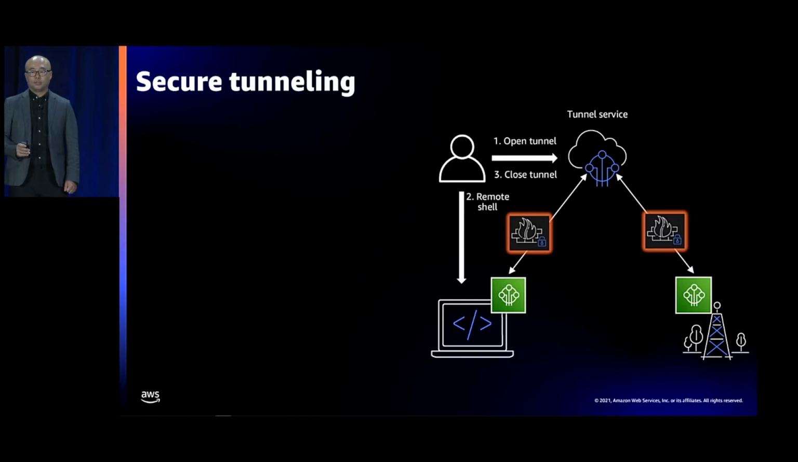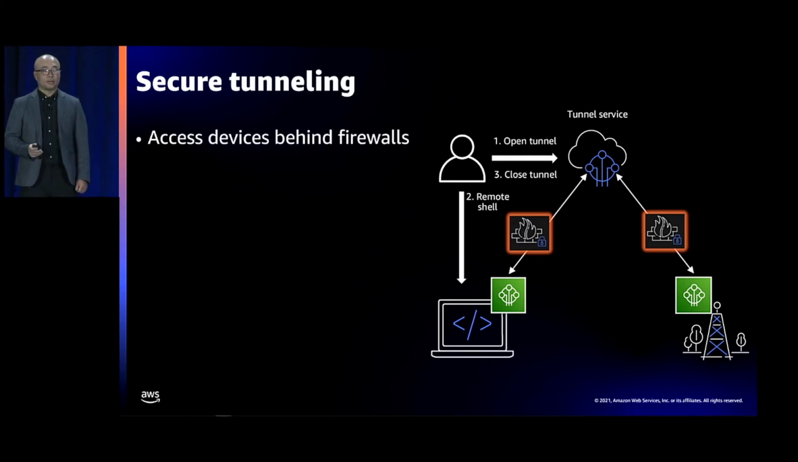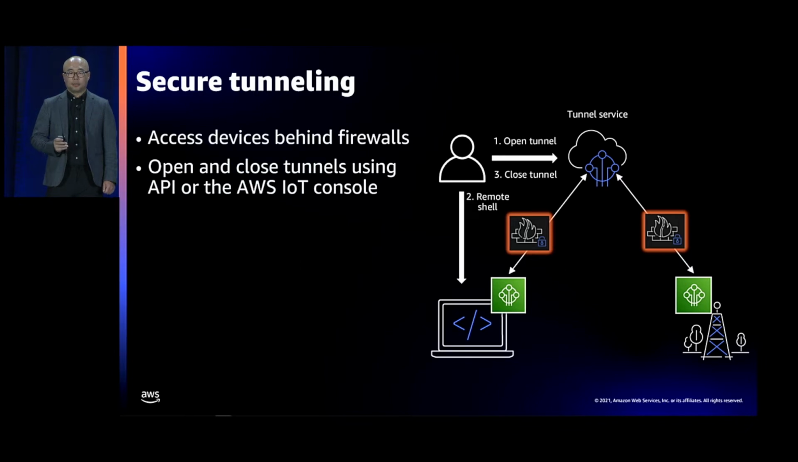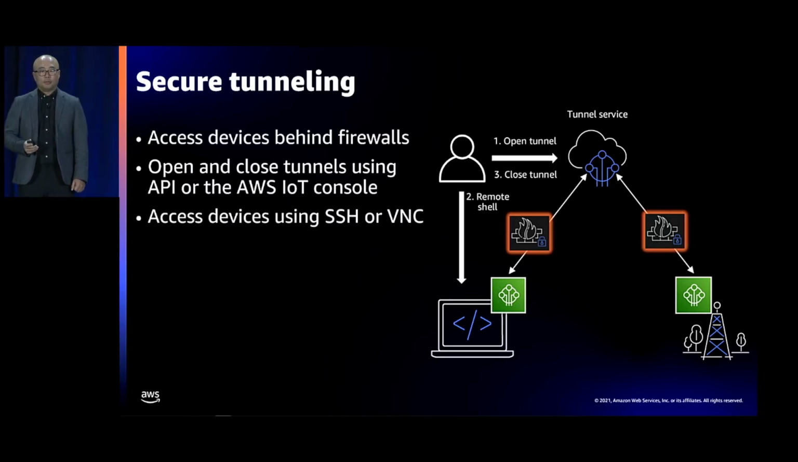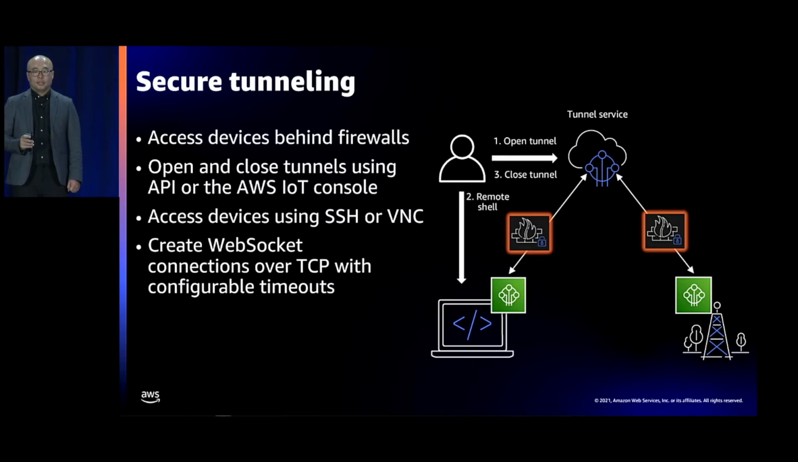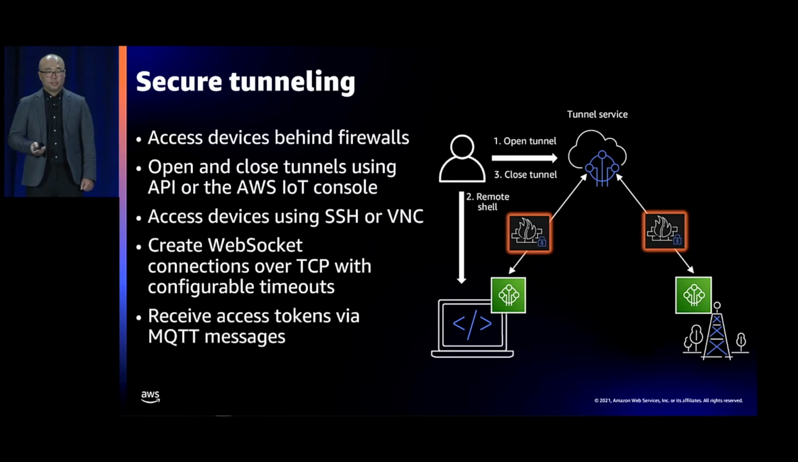Lastly, secure tunneling allows you to remotely access your device behind network firewalls and troubleshoot their devices in the field. Key values secure tunneling provides are simple startup: install the tunneling agent on your devices, and launch your tunnel from the API or AWS IoT console. Remote management: access applications on remote devices using remote shell or remote desktop operations. And secure connection: manage devices authorization for each tunnel session using IAM permissions and configurable timeouts. Also, you can receive access tokens via MQTT messages.